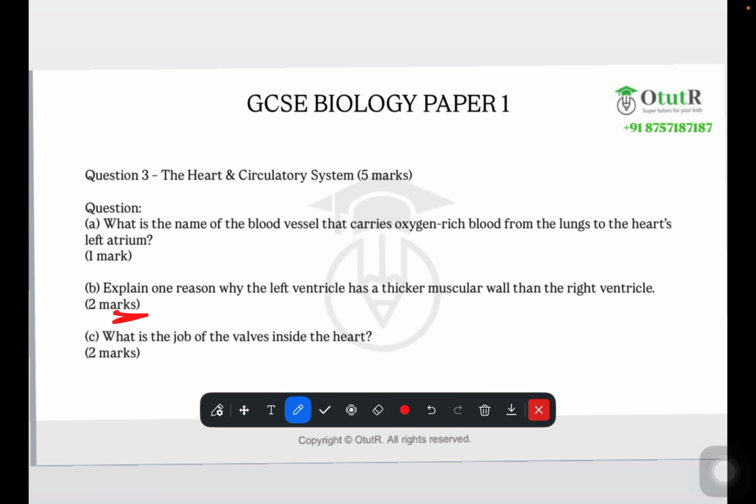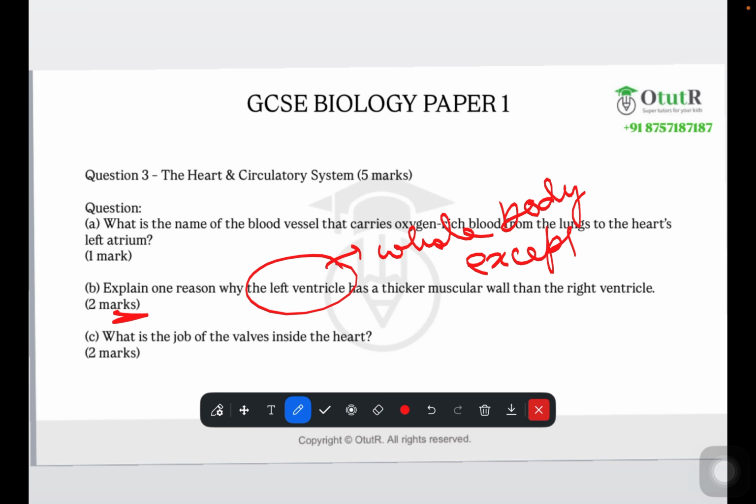Second, explain one reason why the left ventricle has a thicker muscular wall than the right ventricle. Again, it's a 2 mark question, so we'll give 2 strong reasons. First of all, the left ventricle pumps the blood to the whole of body, except lungs.